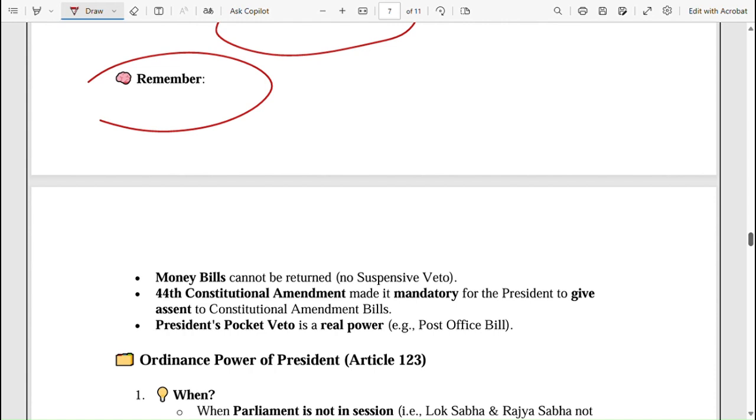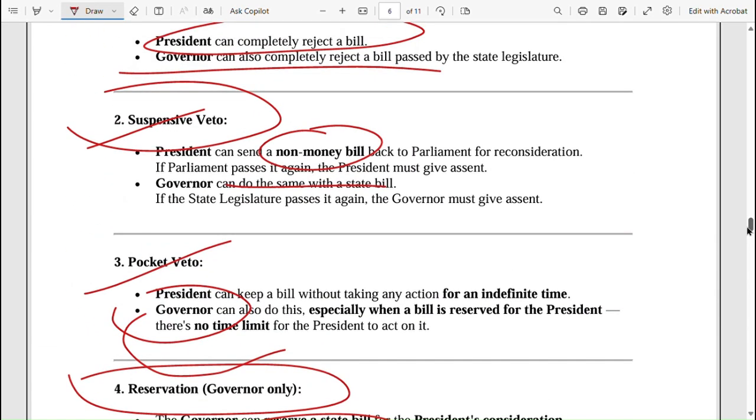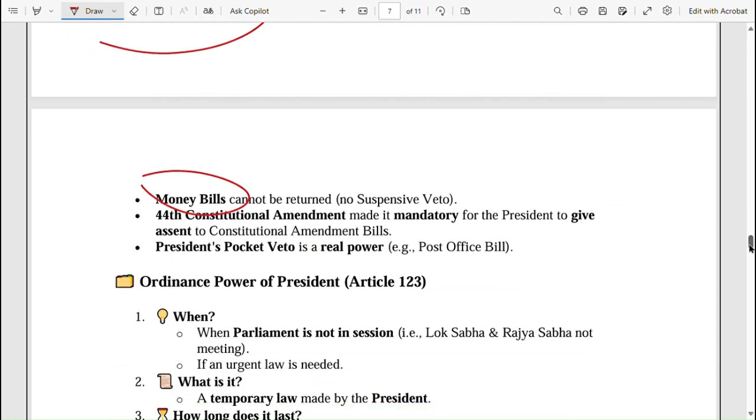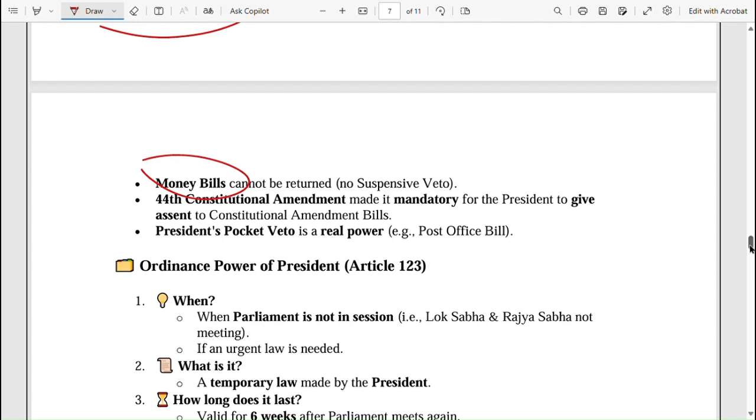And also one thing to remember, a money bill cannot be returned by the president for reconsideration using which power? Suspensive veto, right? Other than a money bill, all other bills can be returned to recheck, but for a money bill the president cannot. This was done under the 44th constitutional amendment. So the 44th constitutional amendment made it mandatory for the president to give assent to a constitutional amendment bill and a money bill, right?